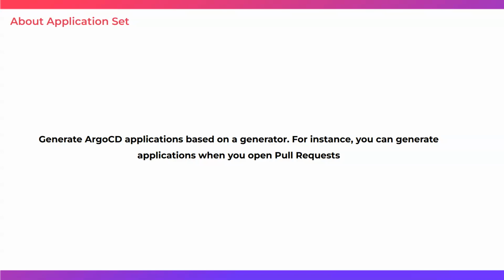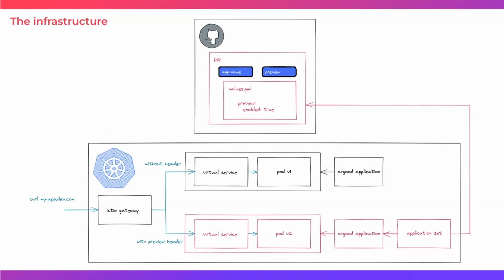So basically, what happens is that when you create a pull request on a GitHub repository, if the pull request validates a certain amount of rules, the application set will deploy an application watching a directory on the branch the pull request originated from. So the infrastructure looks like this.